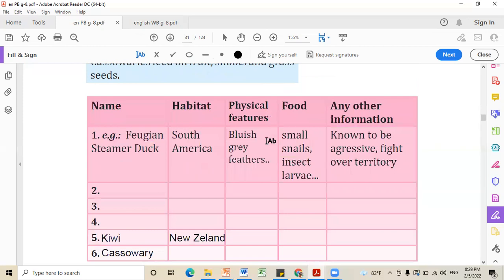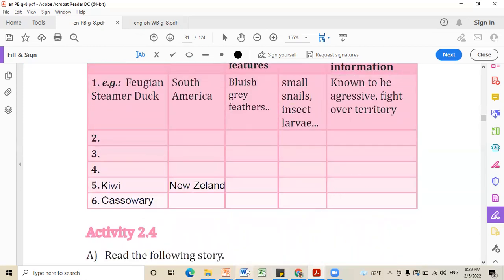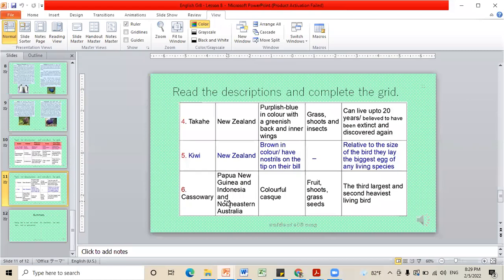So we can list a few of these here, right? So again, I will show a few things which I have listed. So their habitats are Papua New Guinea, Indonesia, and northeastern Australia. So they have a colorful casque as well as long claws, and they eat fruit, shoots, and grass seeds. And they are the third largest, second heaviest, and also they are said to be shy. And if we harm them or provoke them, they will have deadly attacks on us, right?